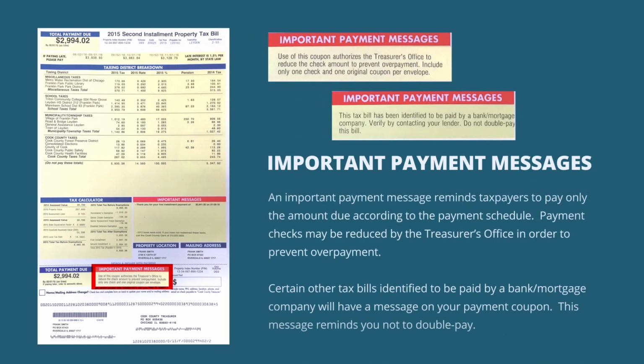Important payment messages. An important payment message reminds taxpayers to pay only the amount due according to the payment schedule. Payment checks may be reduced by the Treasurer's Office in order to prevent overpayment. Certain other tax bills identified to be paid by a bank mortgage company will have a message on your payment coupon. This message reminds you not to double pay.